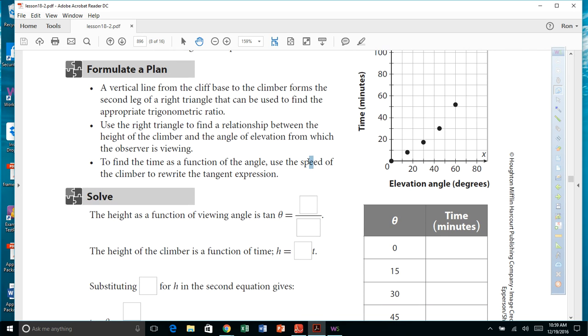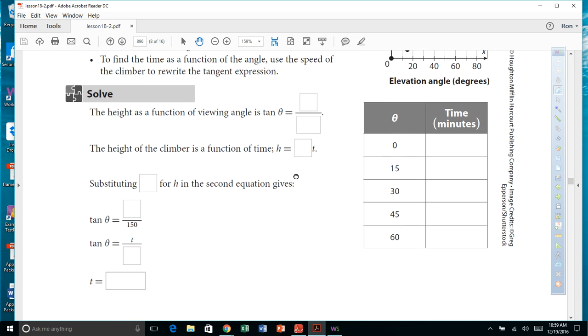Formulate a plan. A vertical line from the cliff base to the climber forms a second leg of a right triangle that can be used to find the appropriate trigonometric ratio. Use the right triangle to find a relationship between the height of the climber and the angle of elevation from which the observer is viewing. To find the time as a function of the angle, use the speed of the climber to rewrite the tangent expression.